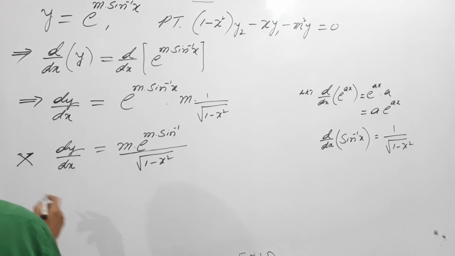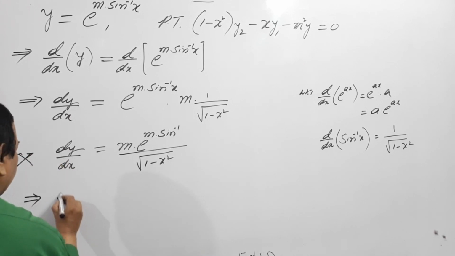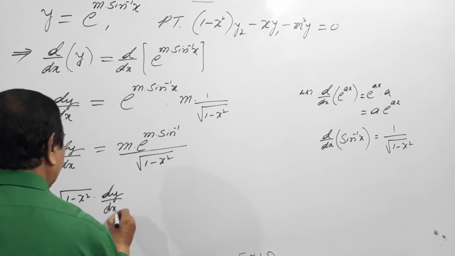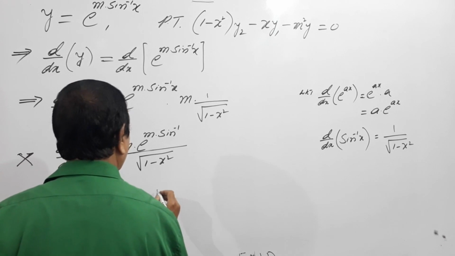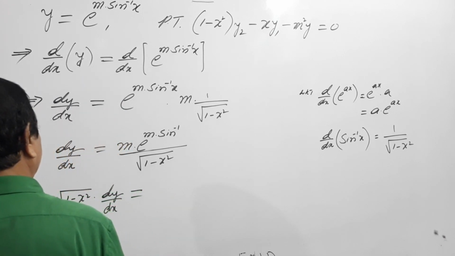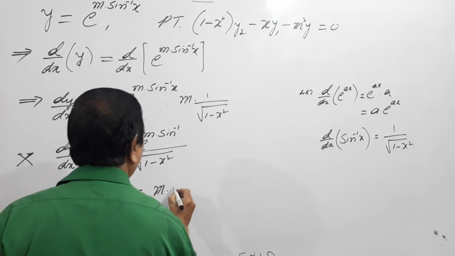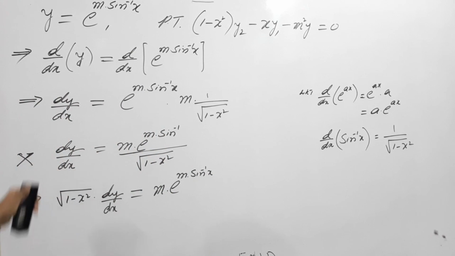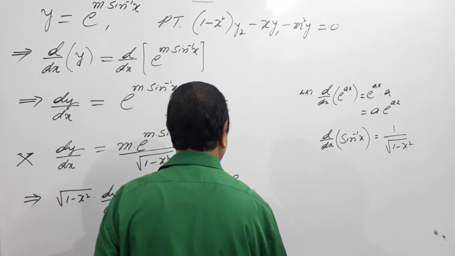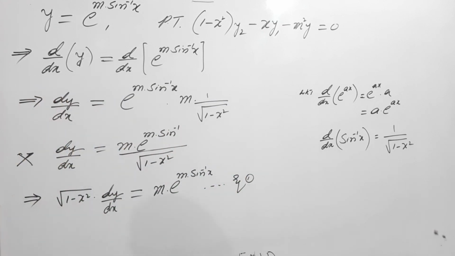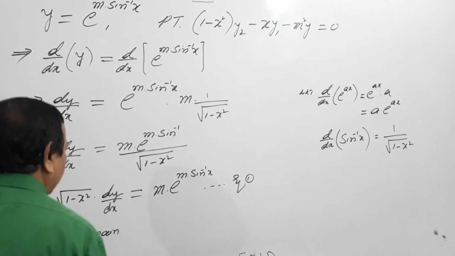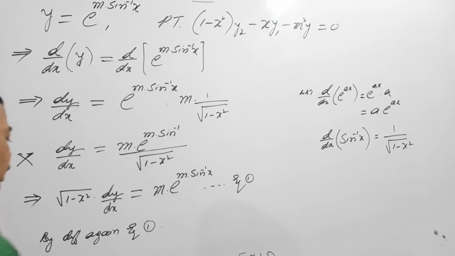So this goes to the left hand side, that is nothing but under the root 1 minus x square into dy by dx equals to m into e to the power of m sine inverse x. So once it goes here, now I call this as equation 1. So let's differentiate equation 1 once again, by differentiating equation 1 with respect to x.